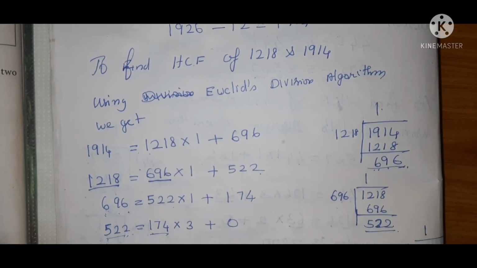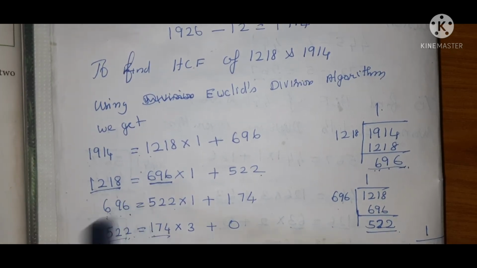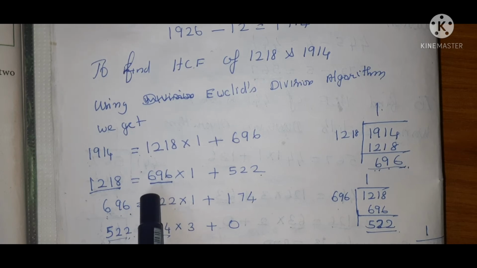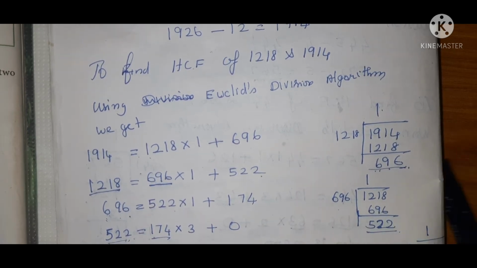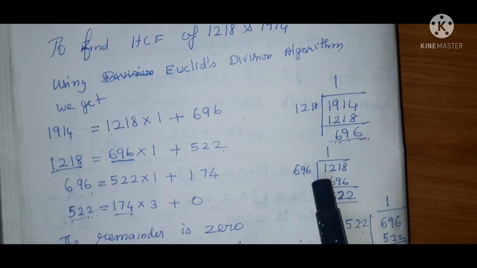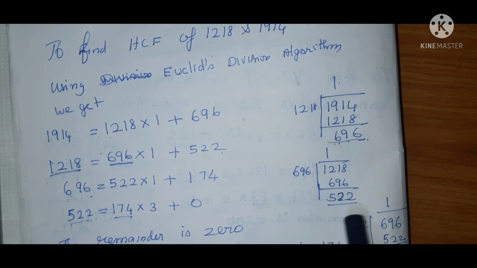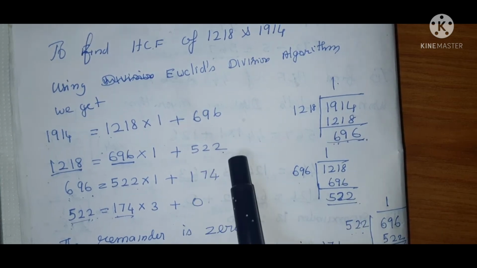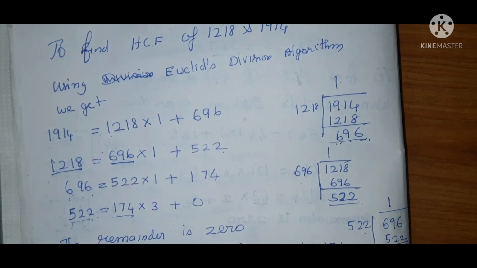Again, using the Euclidean division algorithm, now 1218 is the dividend, 696 is the divisor. 1218 is divided by 696 one time. 1218 minus 696, we get 522. The remainder is 522, so 696 is not the HCF.